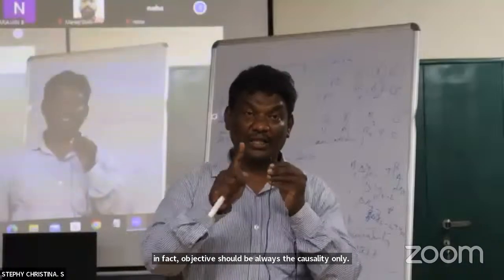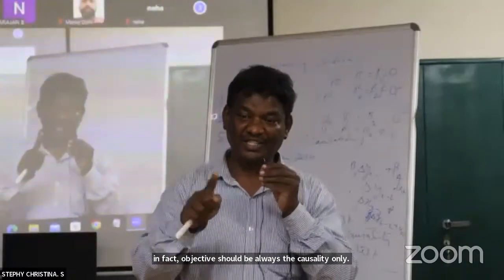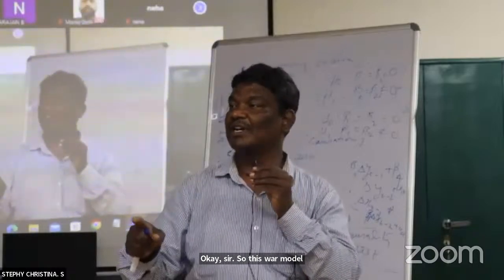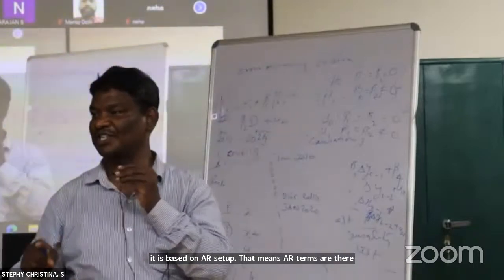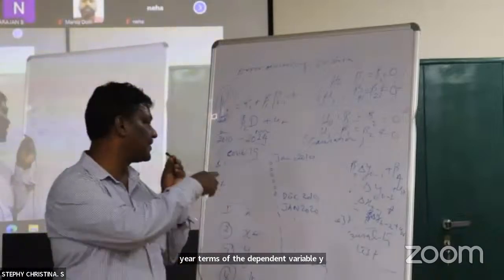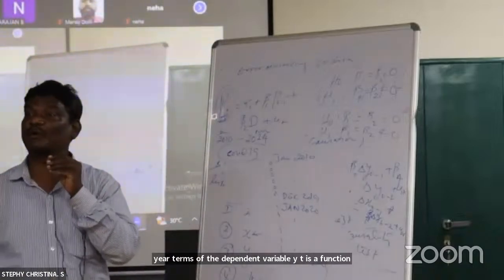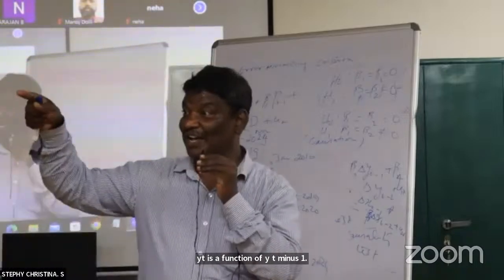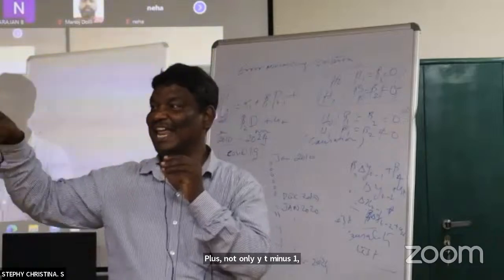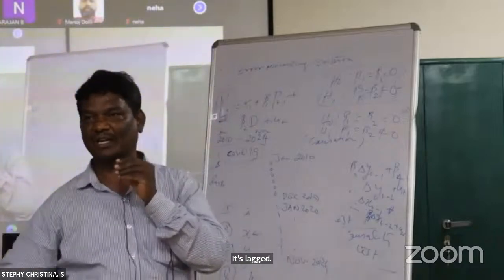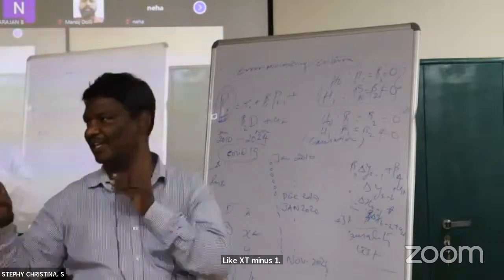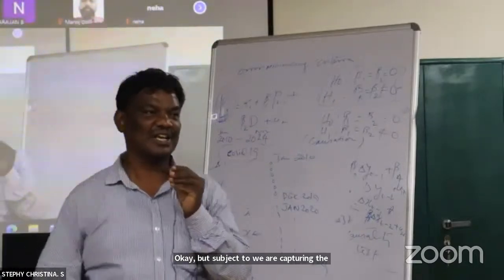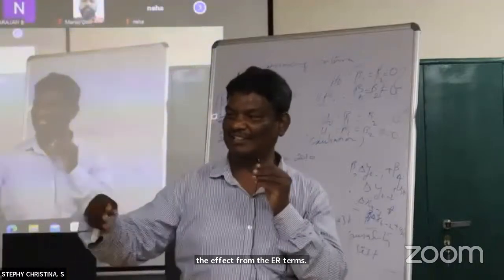Okay, sir. So this VAR model is based on an AR setup, which means AR terms of the dependent variable are there. Yt is a function of Yt-1, as you can see in what I specified today: Yt is a function of Yt-1 plus not only Yt-1 but also the lagged Xt-1. But subject to that, we are capturing the effect from the AR terms. That is the reason we go for the lag and find the lag length.